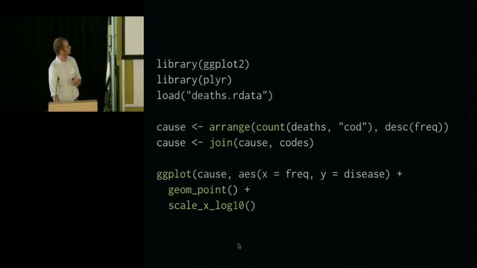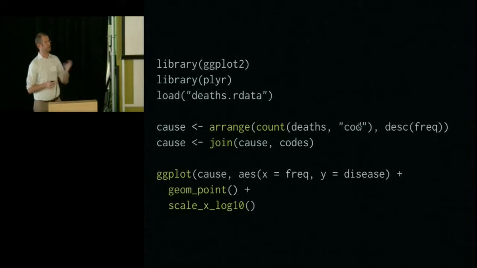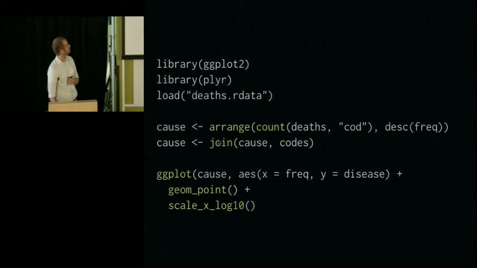And then I'm going to do some analysis. I'm going to start by counting the deaths broken down by cause of death. So this is going to give me a new table. In one column, I've got the cause of death, and in the other column, I've got the number of deaths, the frequency of deaths. And then I'm going to arrange that in order of descending frequency, just so when I look at it, I see it nicely ordered from the most common to the least common diseases.